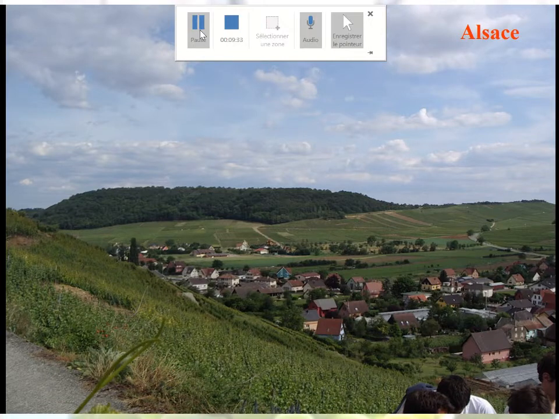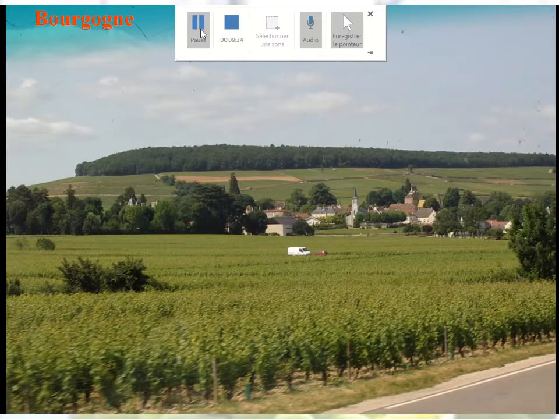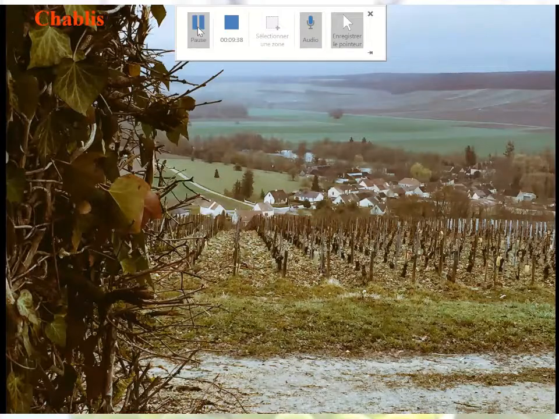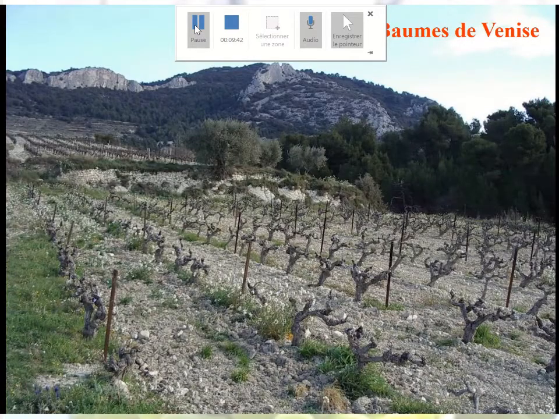You will find VSP in Alsace, in Burgundy. Again, Burgundy during winter, cane pruning. In Chablis, very, very nice wines. In Beaumes de Venise, in the south of France. When you look at those vines, if you remember, these are goblets which have been transformed for mechanization.